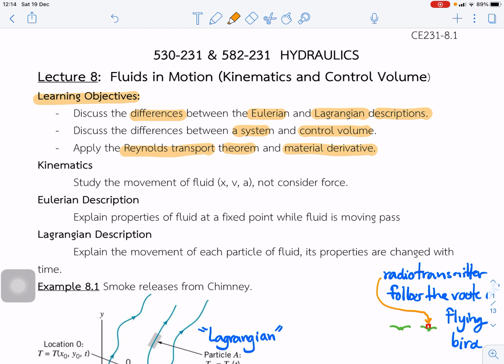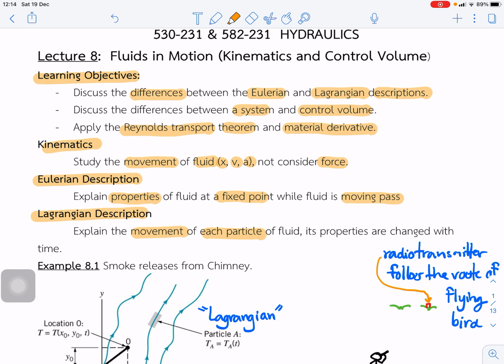Okay. What is kinematics? Kinematics is the study of the movement of the fluid without considering the force. So we focus on distance, velocity, and acceleration. The Eulerian description means we explain the property of the fluid at a fixed point while the fluid is moving past. And for the Lagrangian description, we explain the movement of each particle of fluid. Its properties change with time.